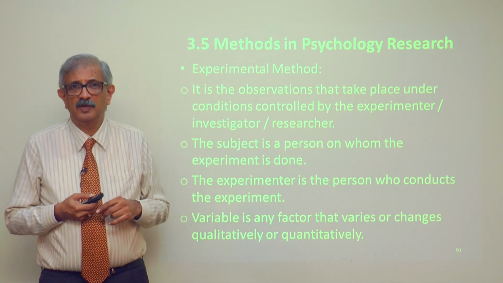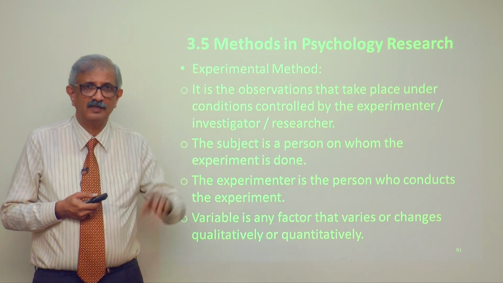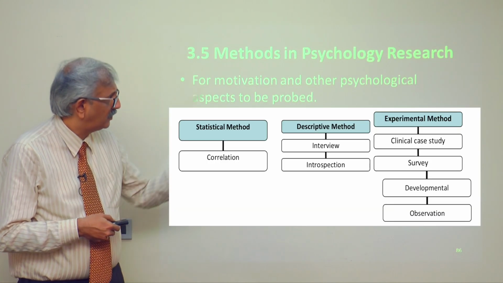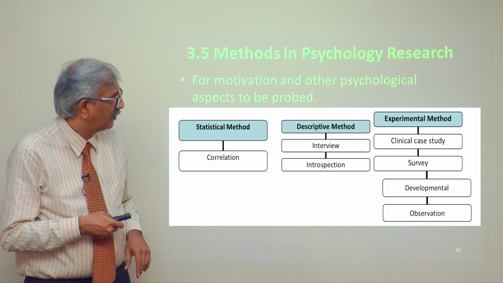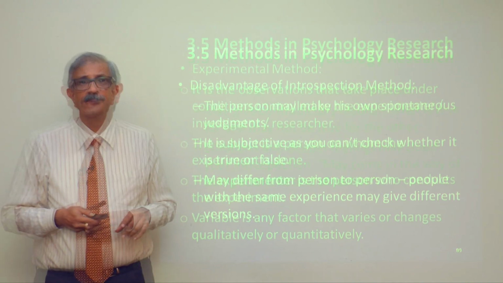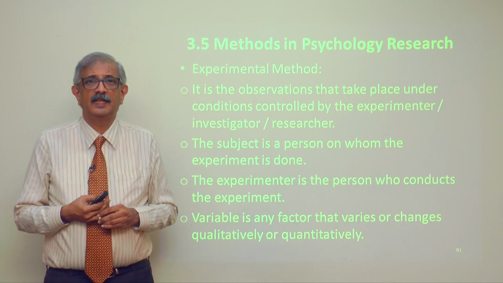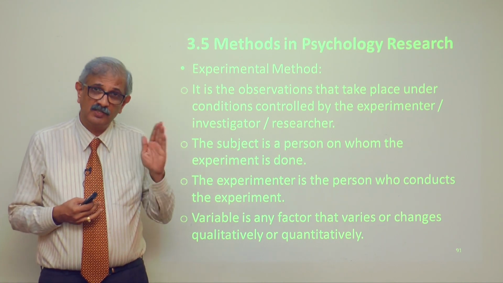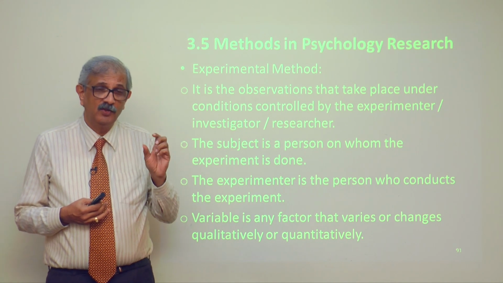Then comes the experimental method, which is that last column. We will study some of them, not necessarily all of them. It is the observations that take place under conditions controlled by the experimenter. We have studied the experimental method earlier, so it's the same.